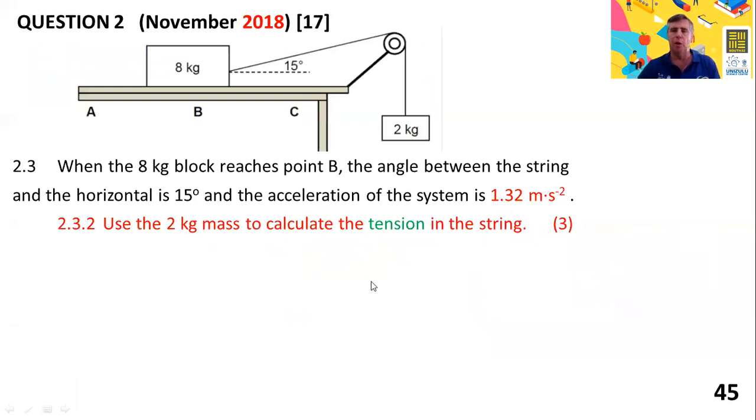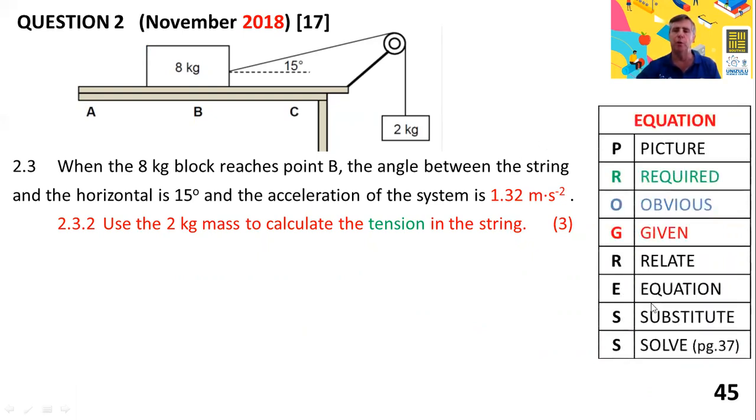And finally, probably the hardest part of the question is the actual equation question. Use the 2 kilogram mass to calculate the tension in the string is the first part of this. Now we're going to use our progress method, which is shown on page 37 and is discussed in detail in video 6.1. So we'll start with a picture. Now a very good picture is given on the exam sheet, so don't redraw it. I would suggest you just add a few things.